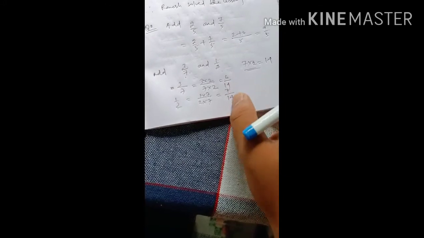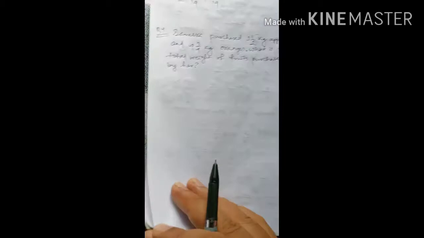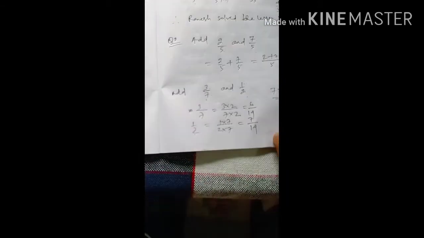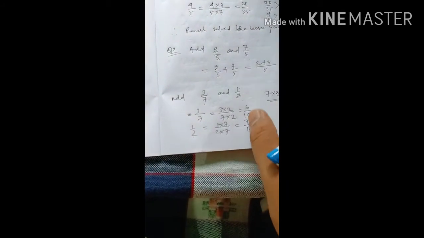Now we can add easily. 6 by 14 and 7 by 14. Let us add 6 by 14 plus 7 by 14.